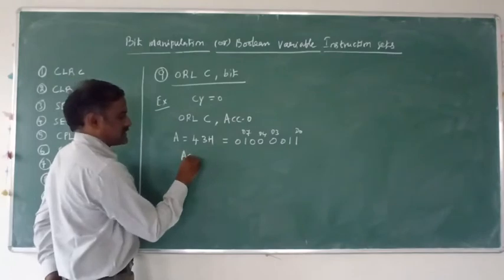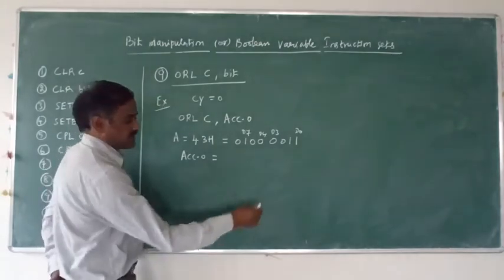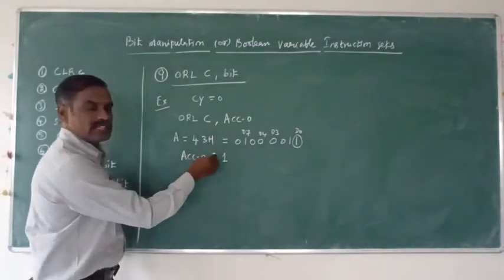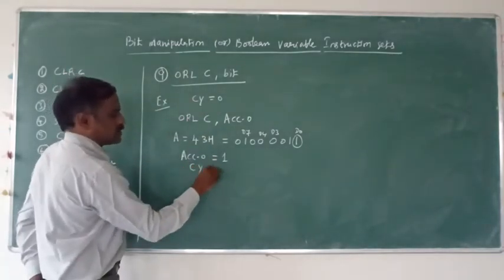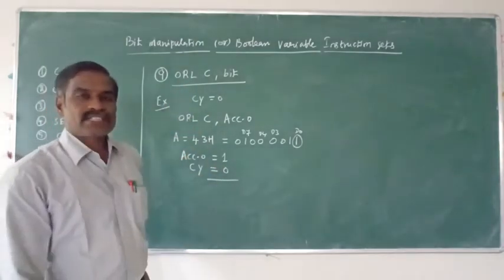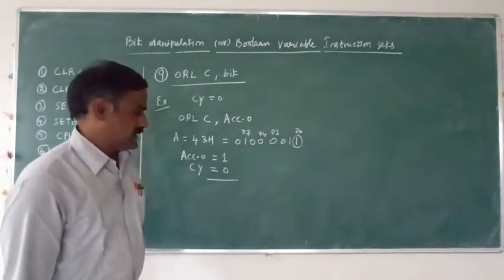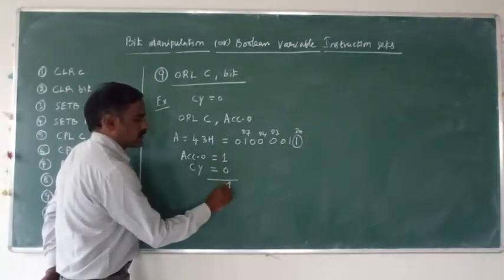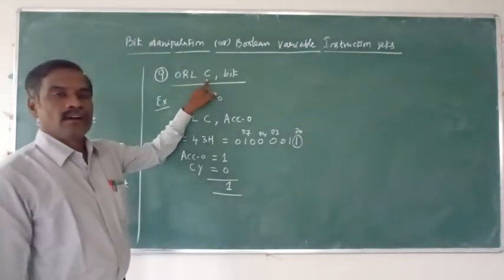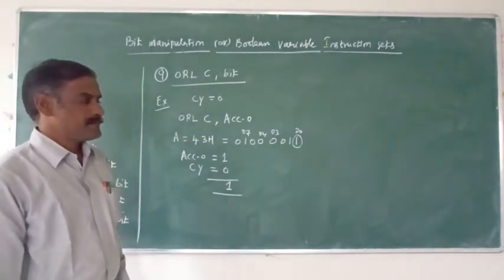Here ACC.0 means accumulator content 0 position bit data. Here the 0 position bit data is 1. This is for ACC.0 means 1 and the carry equal to 0. Here logically OR. What is the operation of logically OR? If any one of the inputs is 1, output is 1. Here this is for 1. Now the output is 1. This is the operation of logically OR carry with the particular bit position. Okay.